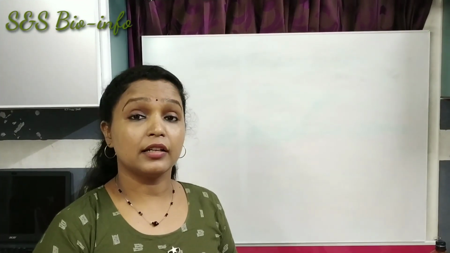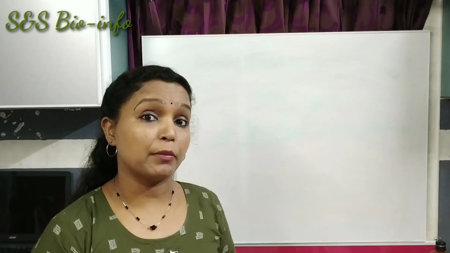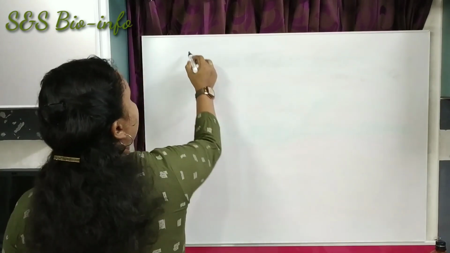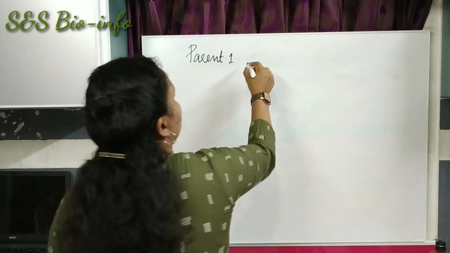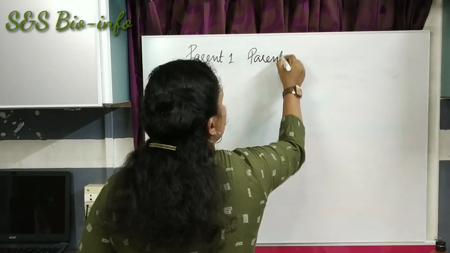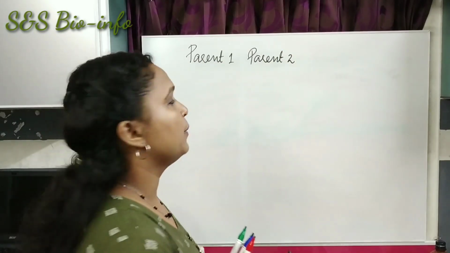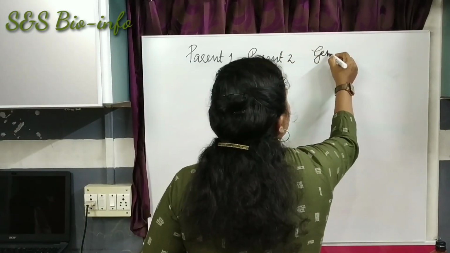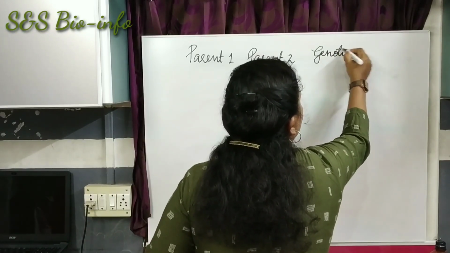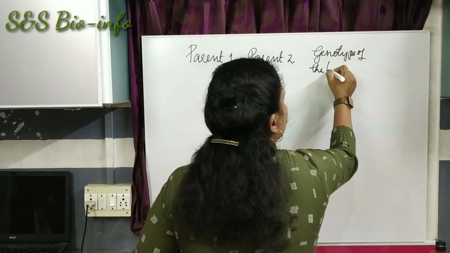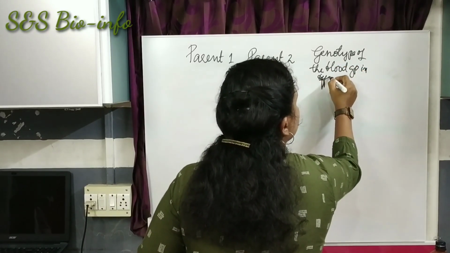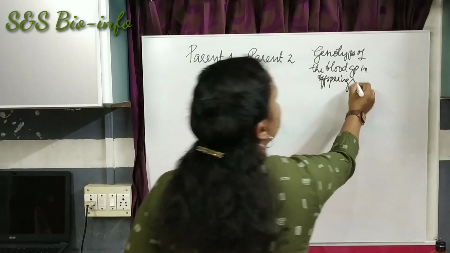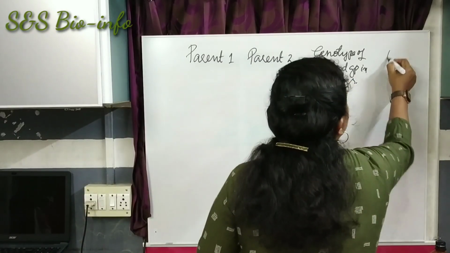Now let's understand how different blood groups are observed among the human species. Let's consider some situations. Let's assume parent 1, parent 2, then genotype of the offspring, then blood group in offspring.